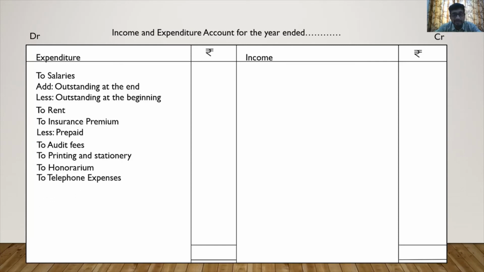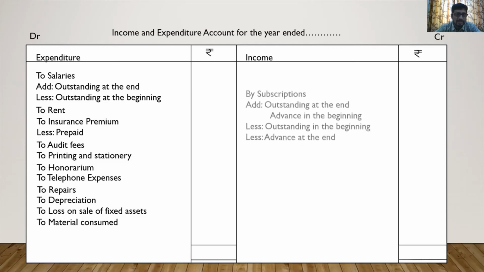To telephone expense, it's a general expense. Every month it is incurred. To repairs, a revenue expense, regular expense. To depreciation, only of the accounting period is recorded here. To loss on sale of fixed assets, definitely fixed assets do not come, but loss on fixed assets we record here. To material consumed, the material which is consumed during the year will be recorded in the debit side.